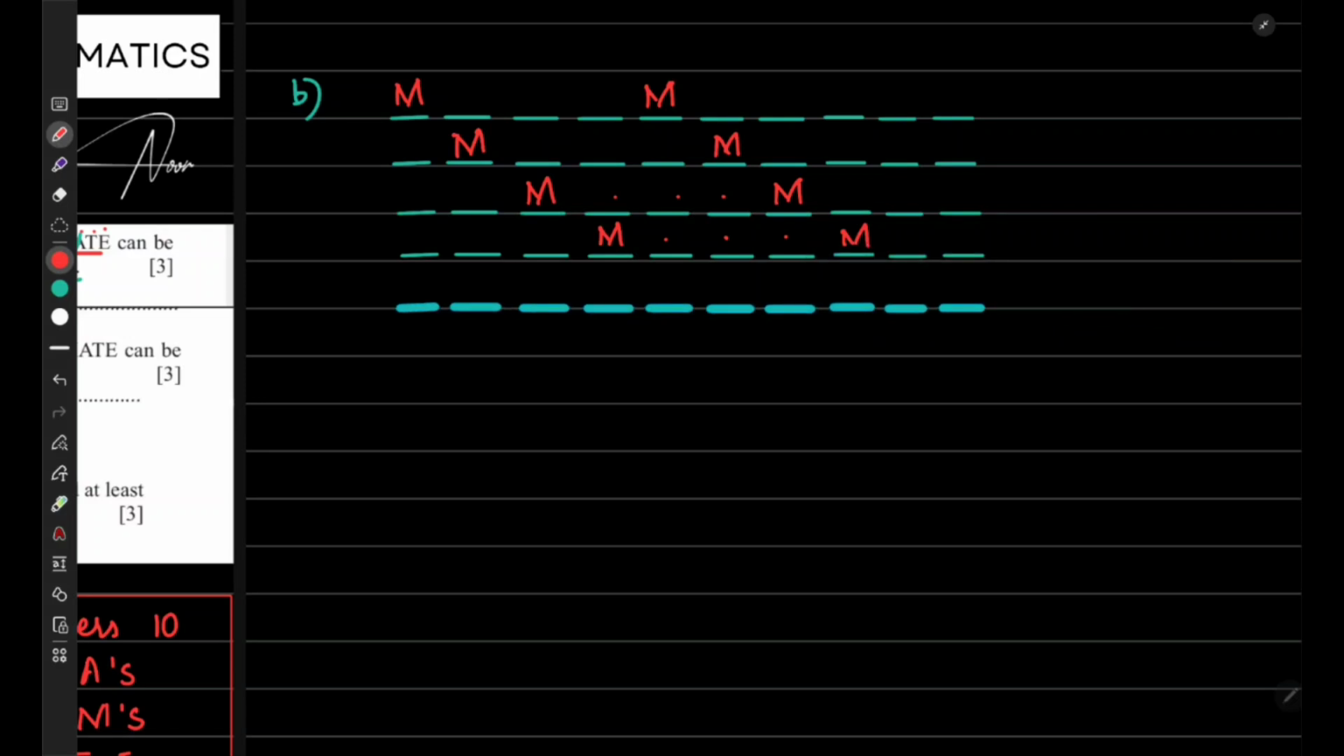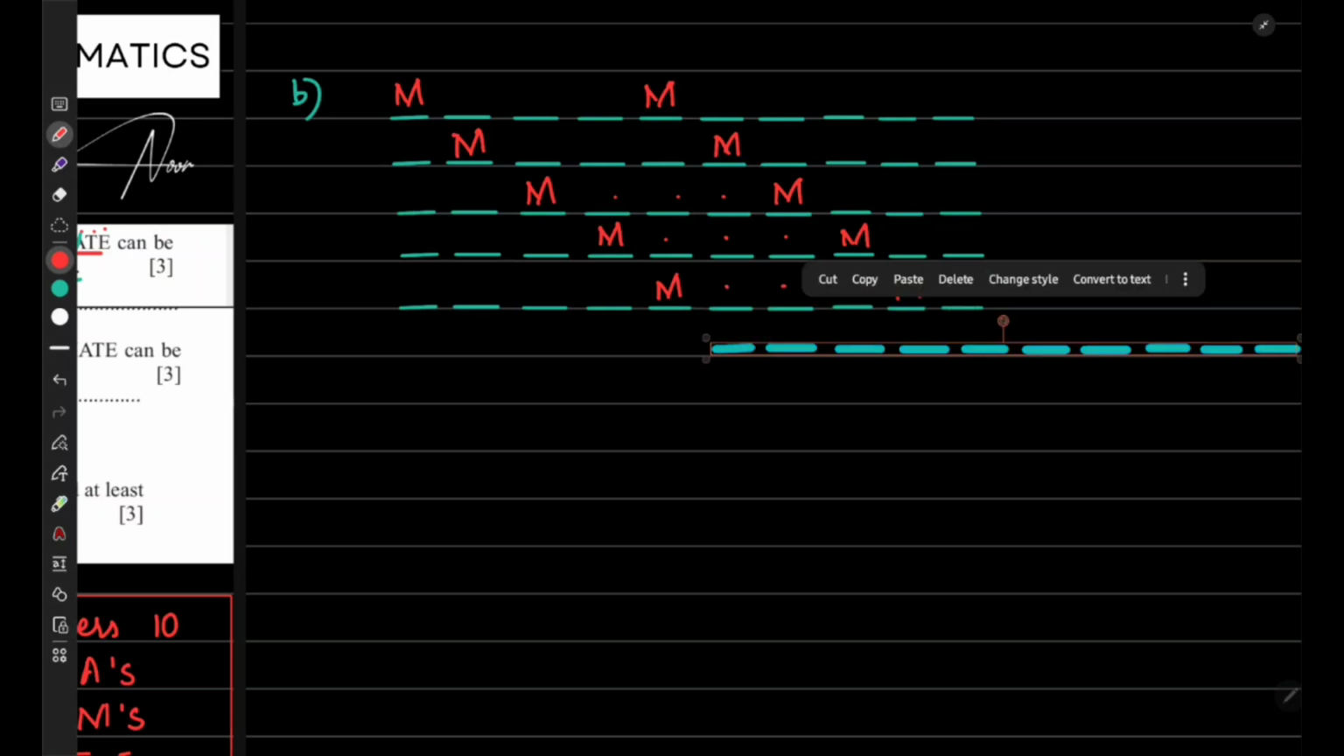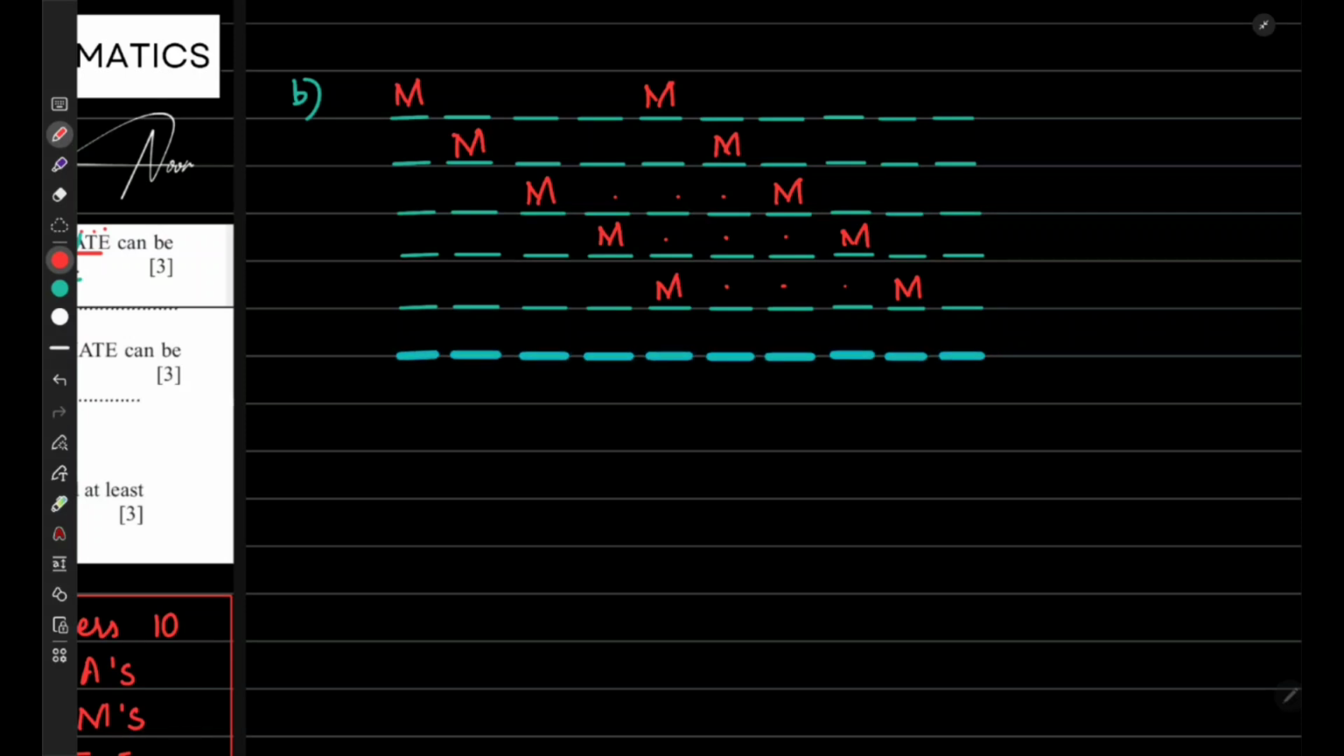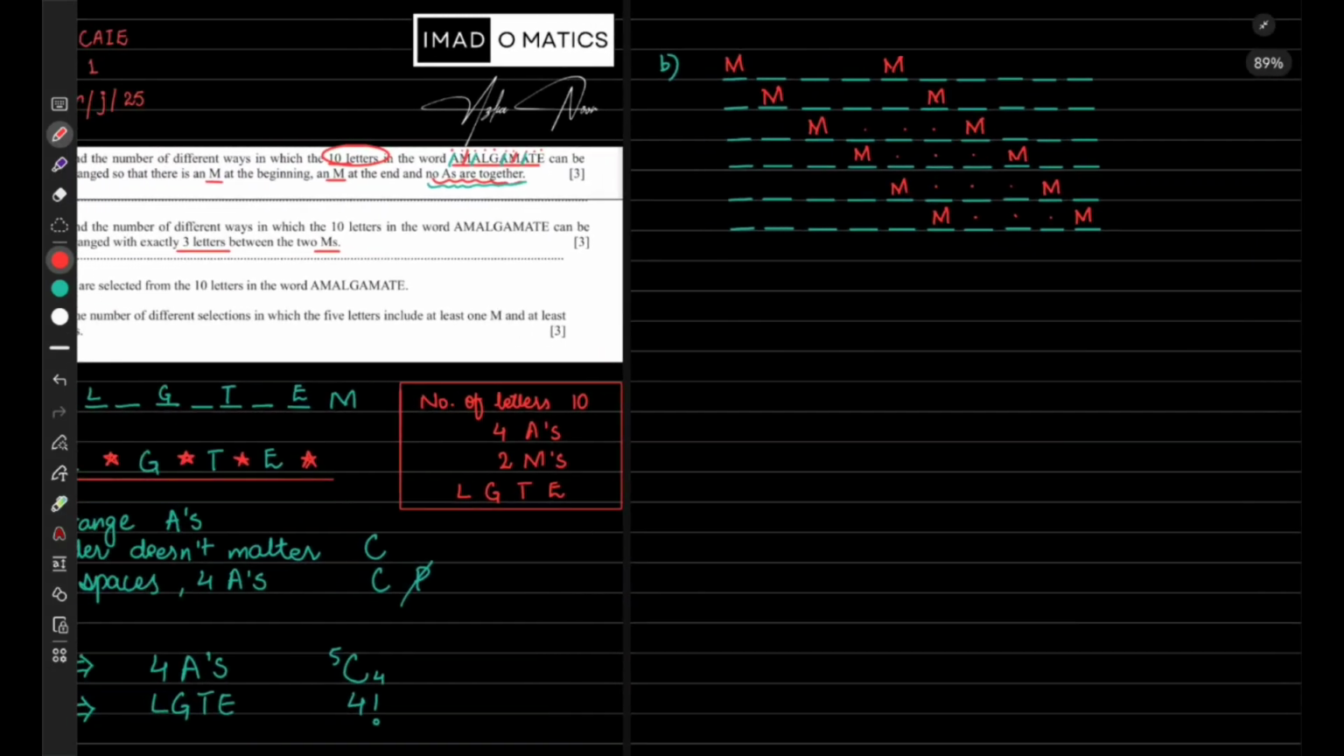Now M could be here with 3 spaces in between and an M here. M could be here with 3 spaces in between and M. Any other possible scenario where there will be 3 spaces between two M's? No, I guess so. This is all.